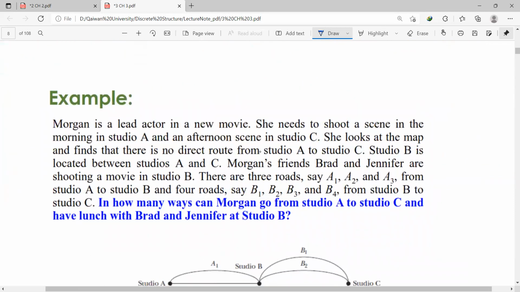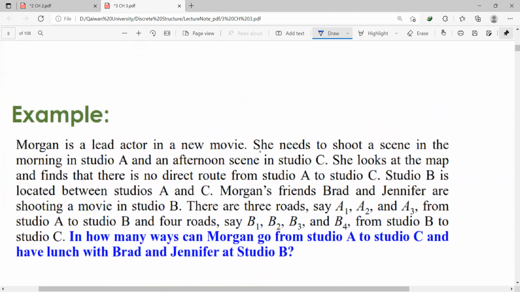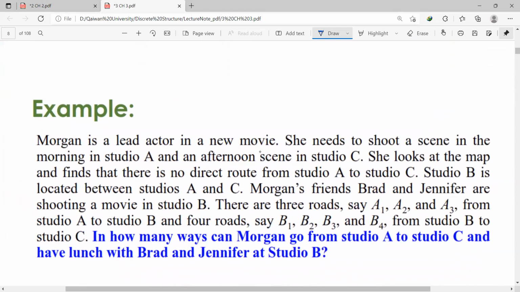We have an example here. It says Morgan is a lead actor in a new movie. She needs to shoot a scene in the morning in Studio A, and an afternoon scene in Studio C. Let's say this is Studio A and this is Studio C.